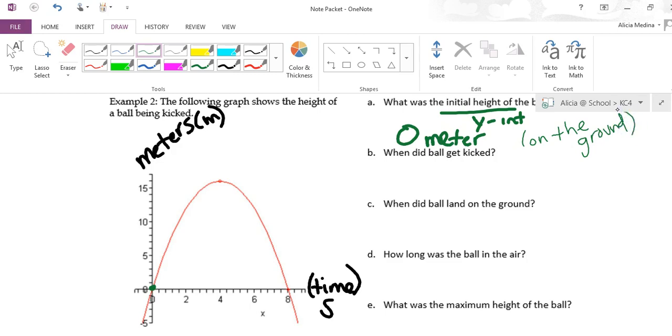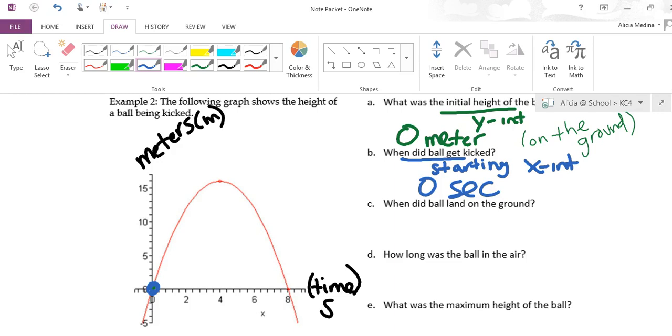When did the ball get kicked? So it starts at our x-intercepts. When did it get kicked? That would be our starting point. So it's going to be our starting x-intercept there. Well, our x-intercept is also right around here. So that's going to be at 0 seconds, right? So in time hasn't started yet.